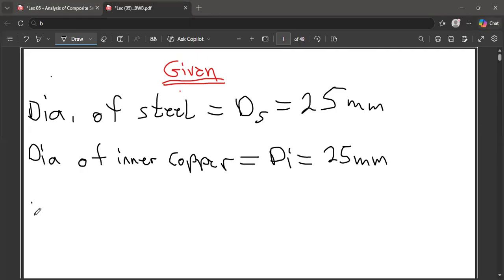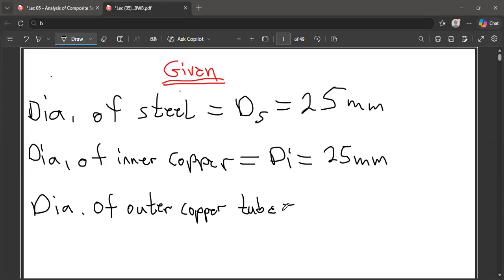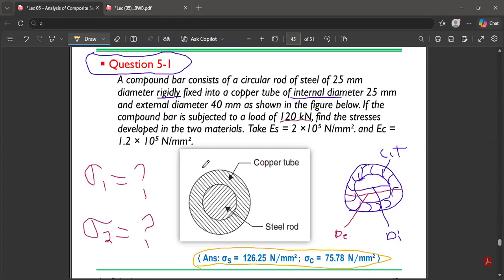Then the diameter of the outer copper tube, we can denote it as Do, and that is equal to 40 millimeters, exactly, as shown in the figure below. So this is what we are seeing over here. This is shown in this figure as we are all seeing over here.